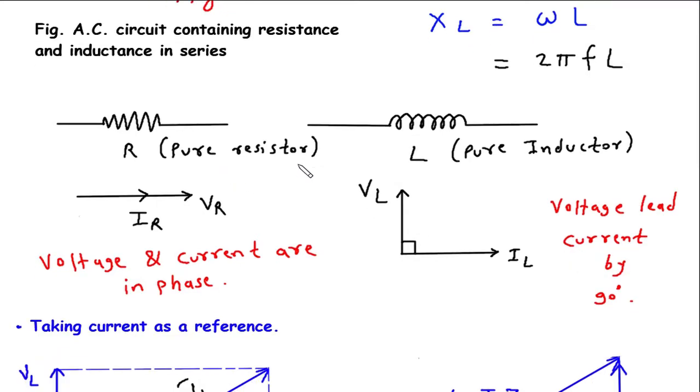For a pure resistor, IR is in phase with VR. The current and voltage are in phase. For a pure inductor, voltage leads current by 90 degrees. Here we can see that the voltage VL is leading the current IL by 90 degrees.